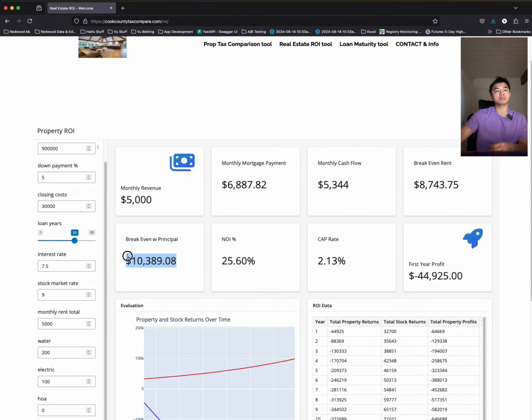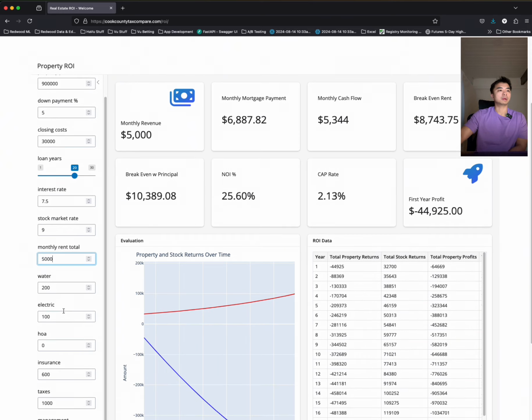So the number you should be looking at is break-even with principal. So at this price, you would need at least $10,390 for this property to break even after the mortgage payments. So after your interest and after your principal. Your cap rate is only at 2%, and your first year profit is negative $45,000.